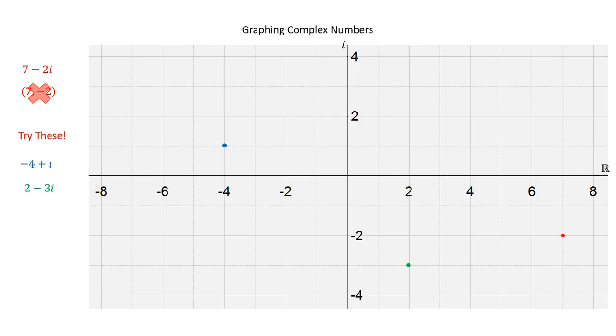It's pretty easy, yes? When you're doing these on your homework, you can put them on the same graph. Just make sure you label which one's which. I labeled mine via color, but you could put negative 4 plus i by the blue one, 2 minus 3i by the green one. That way you don't have to make these number lines for every single problem. So that's our first topic. Second one, absolute values of complex numbers.